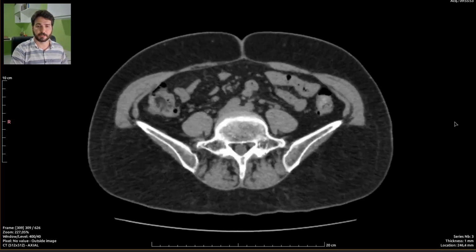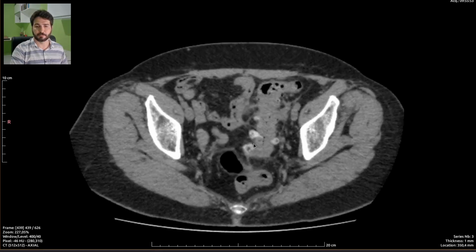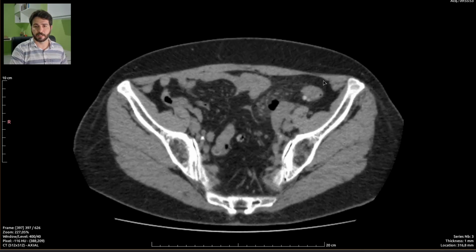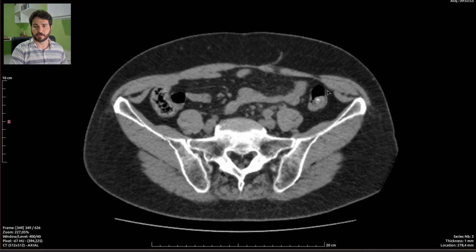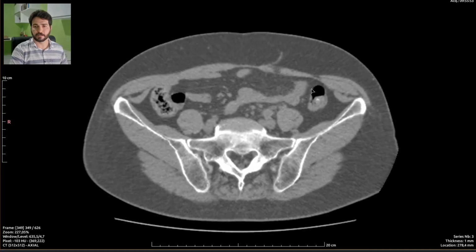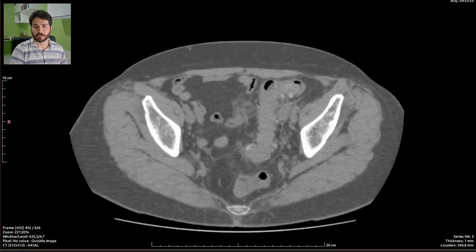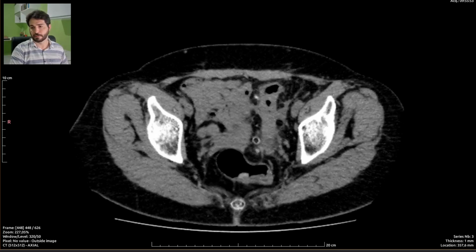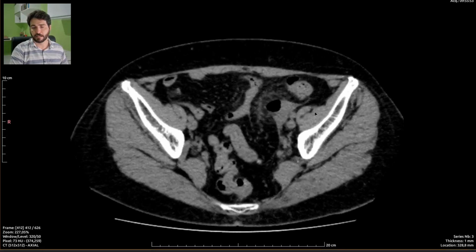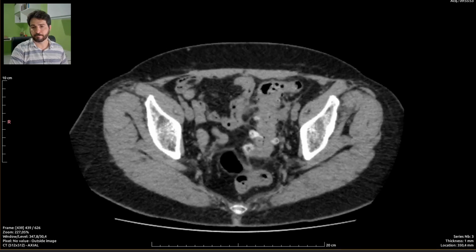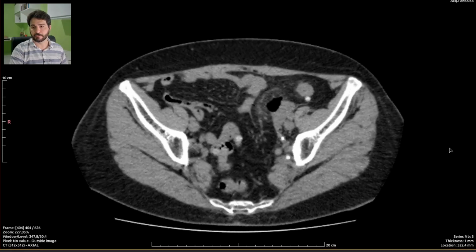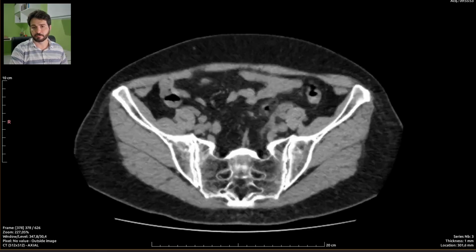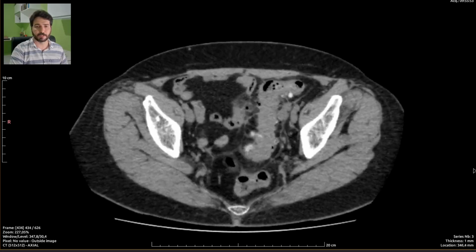So let's look at the sigmoid colon, diverticular wall thickening. This is the thickness of the normal wall, and this is thickened walls. So the walls are thick, the fat is stranded, and there is a gas fluid collection right beside the inflamed sigmoid colon. So this is acute diverticulitis.